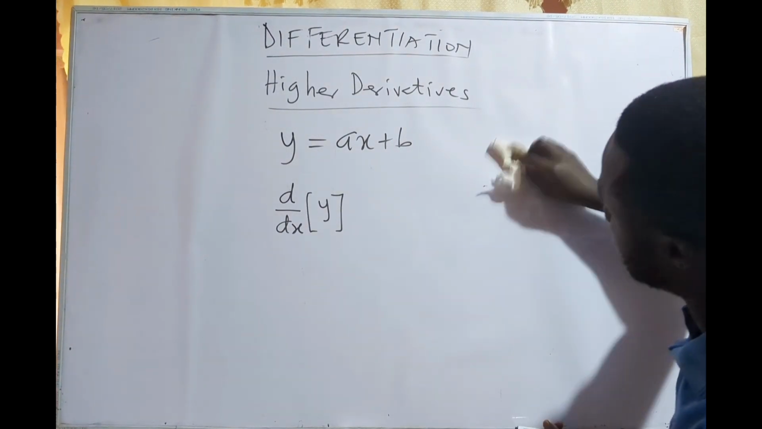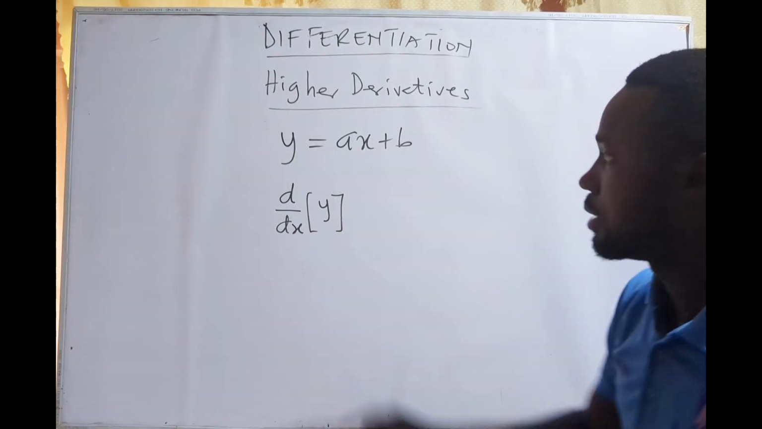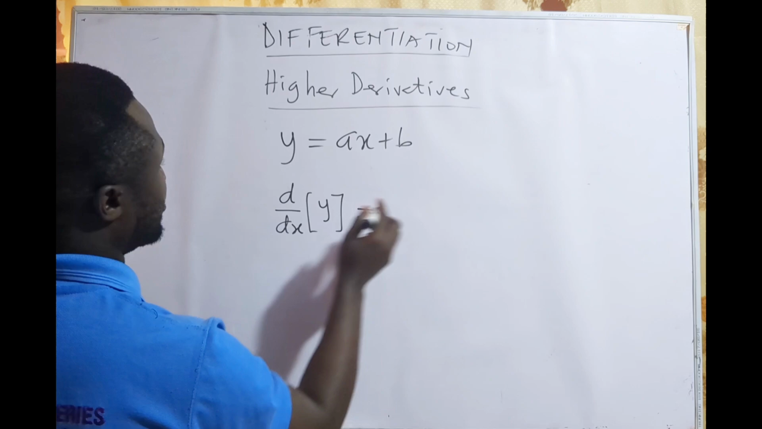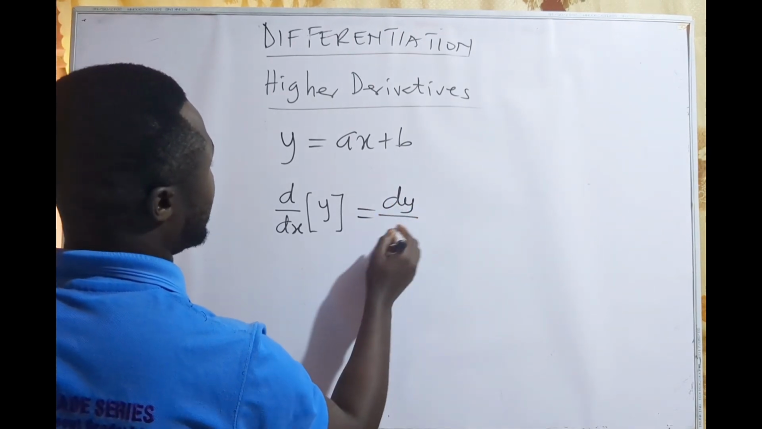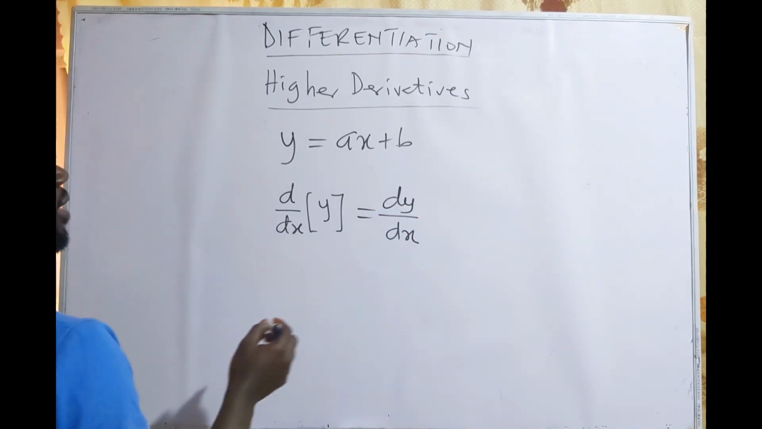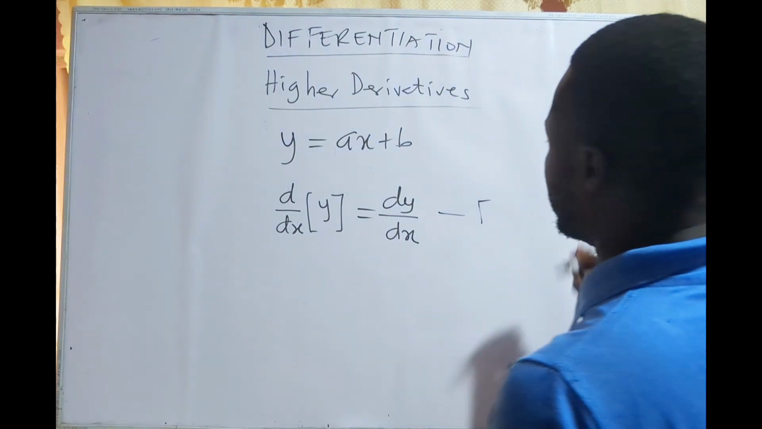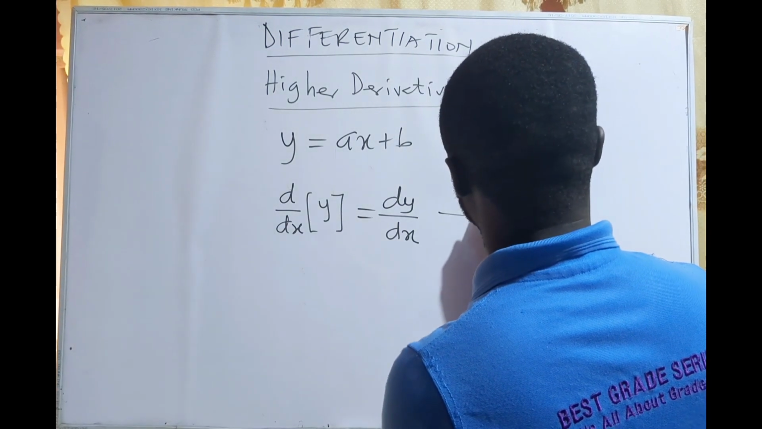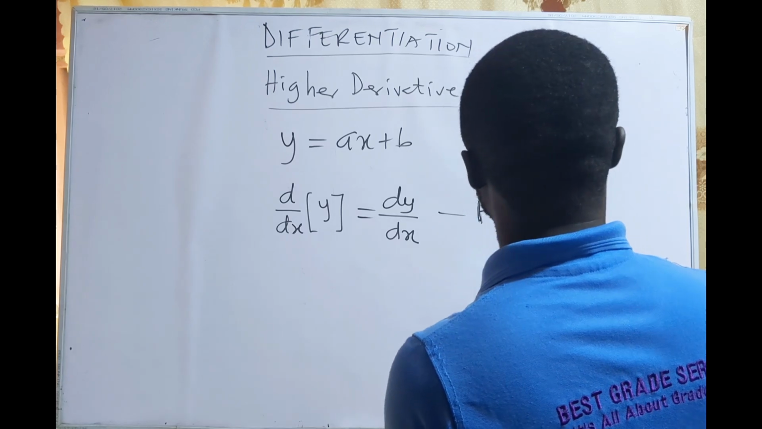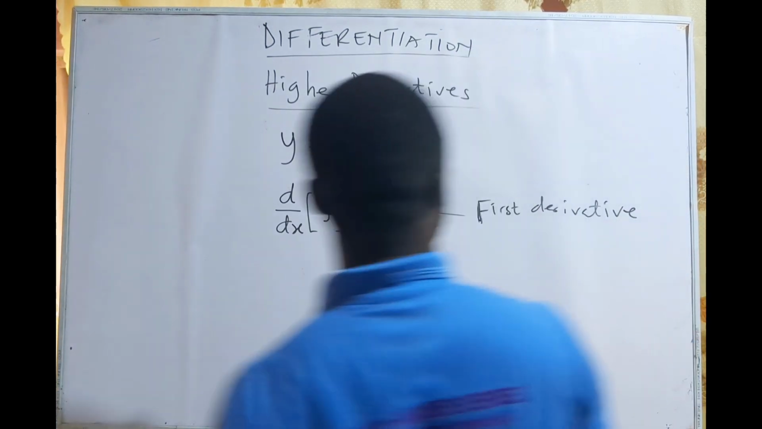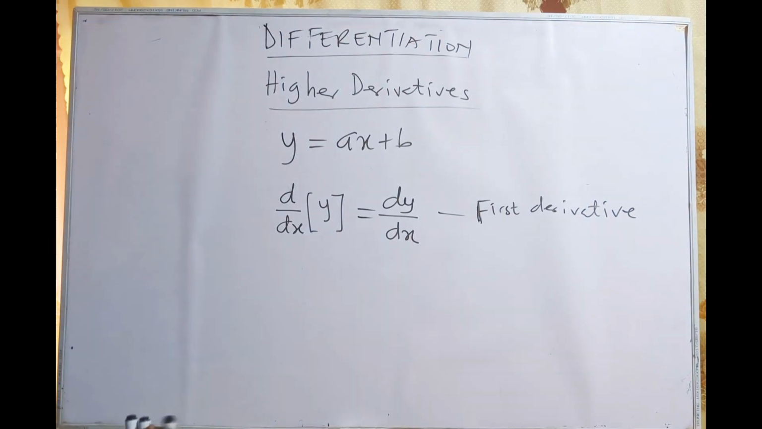So let's see what is happening here. If I write d/dx of y, that is the same as d times y, which will give me dy/dx. And this is the first derivative of the function y with respect to x. So this is the first derivative.